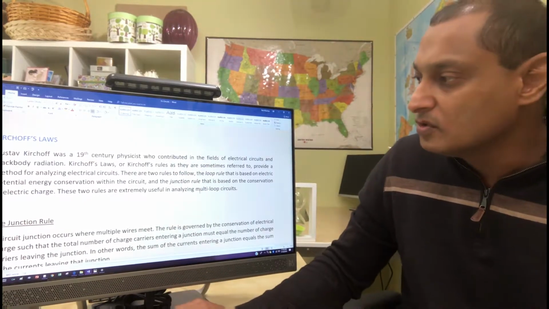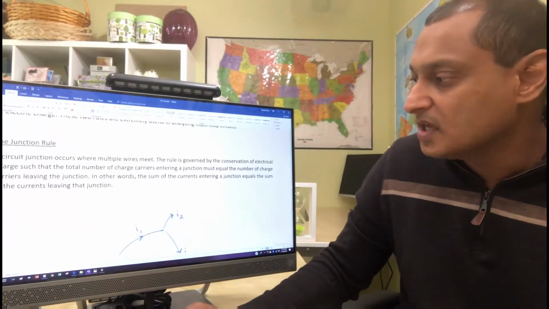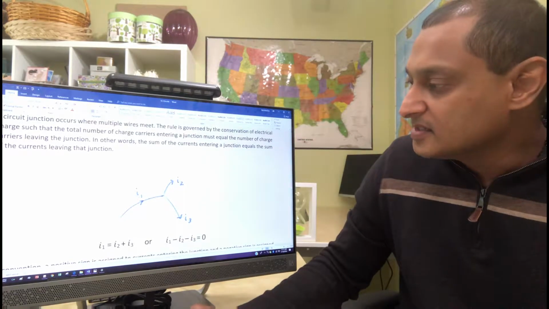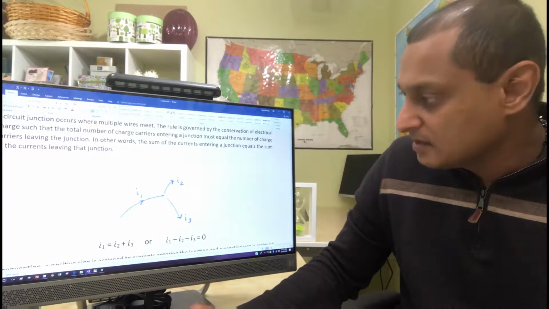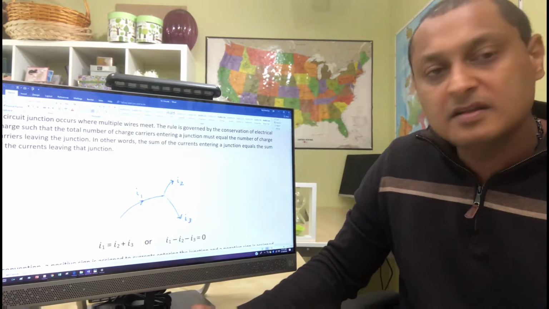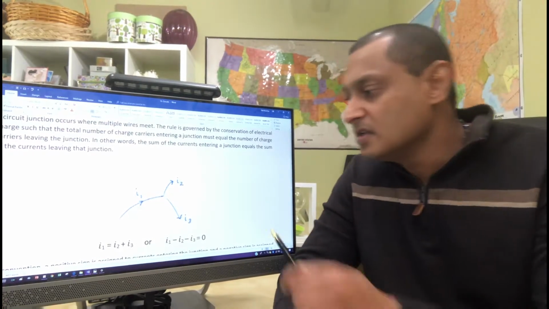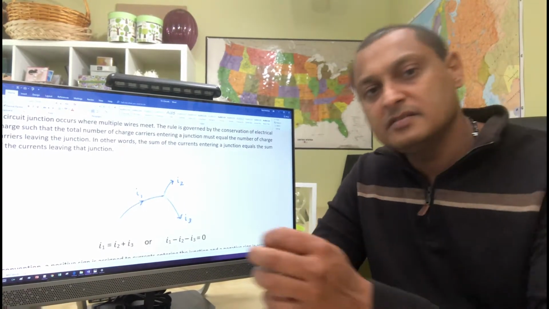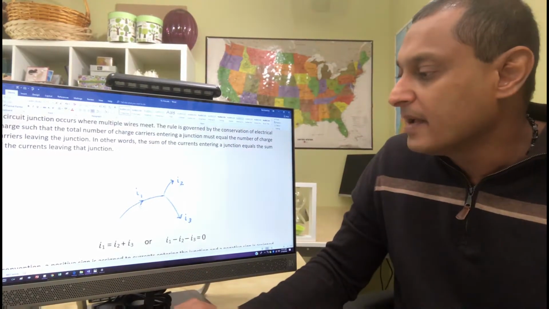And one is the Junction Rule, which deals with the conservation of charge, which, as I mentioned earlier, if the current splits in a wire, then the sum of the 2 partial values of the current must equal what came in the first place. That's a conservation of charge. So in any junction of a circuit, we can apply the Junction Rule. What goes in is equal to what must come out.